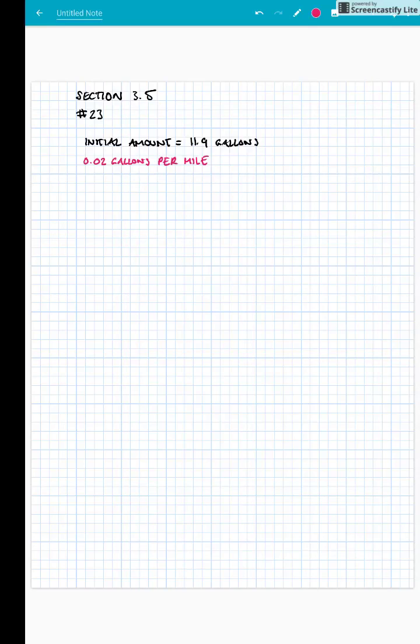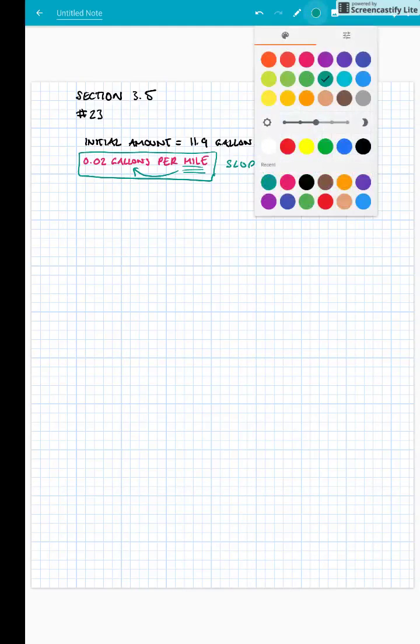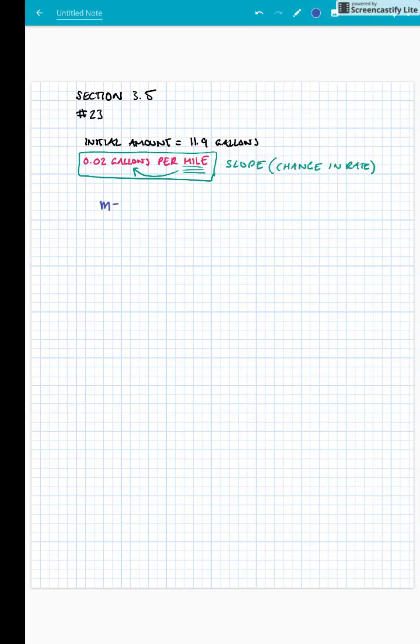Now, the section we're working on is rate of change. So we're saying that for every mile, we waste this much fuel. So this here is our slope or change in rate. So if we were going to put that in an equation, that's m. M equals 0.02. But since we're wasting it, it's a downward facing slope, meaning negative. That's all it means. Since we're wasting it, it's going down. So our slope is negative 0.02.